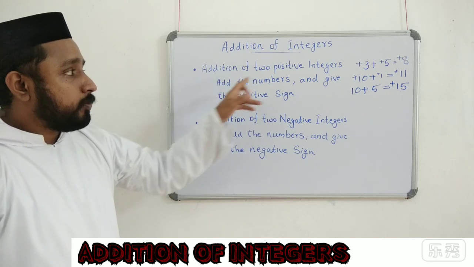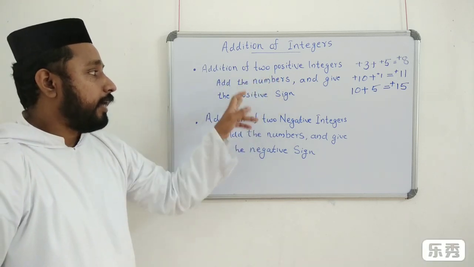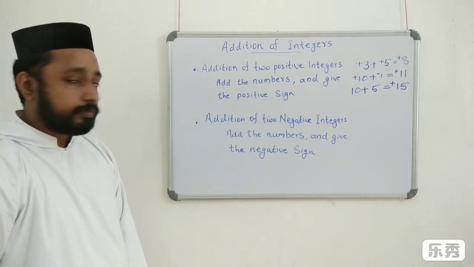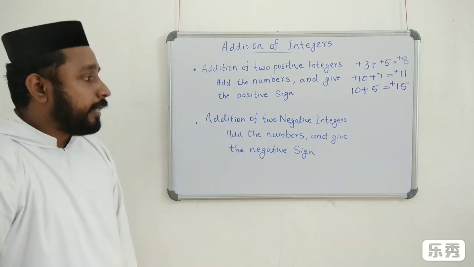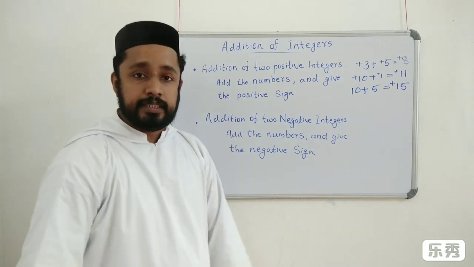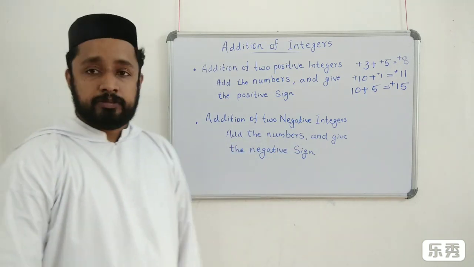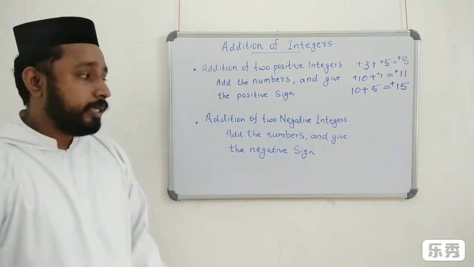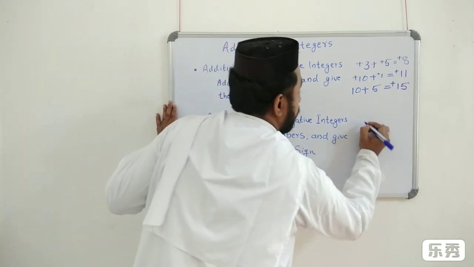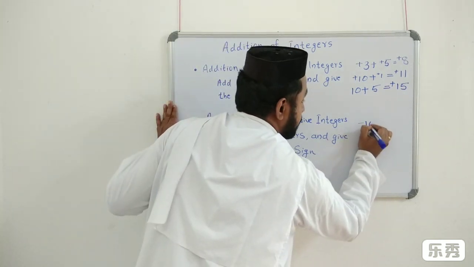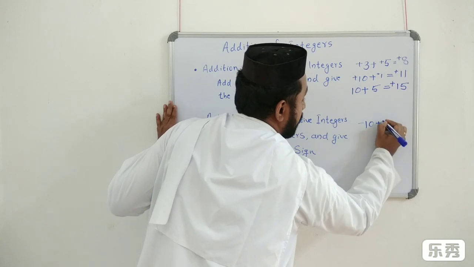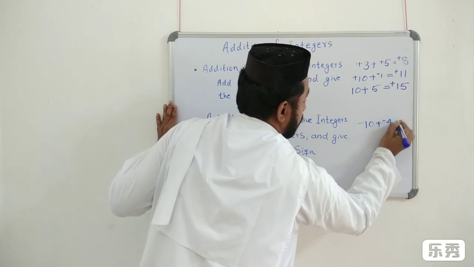So if we add two positive integers, add the numbers and give the positive sign. Next one is addition of two negative integers. The rule is that add the numbers and give the negative sign. We have to add two negative integers, for example, minus 10 plus minus 4.